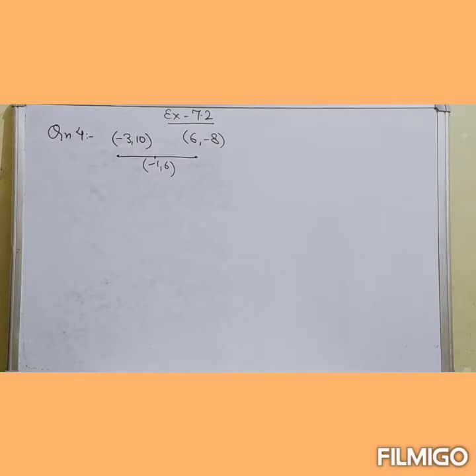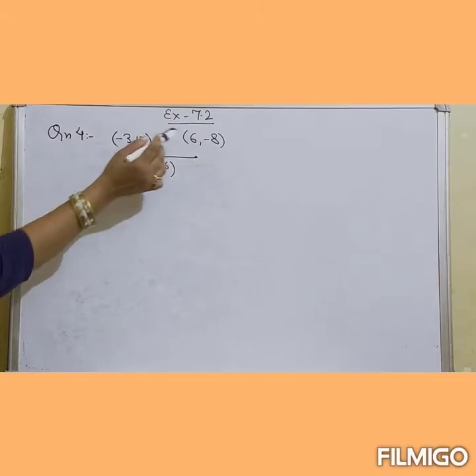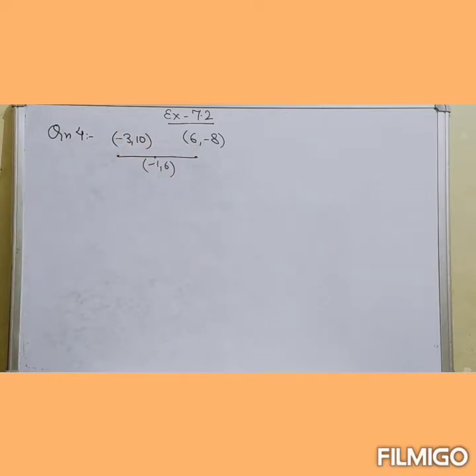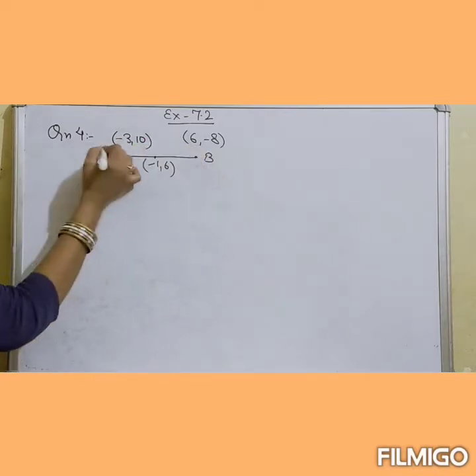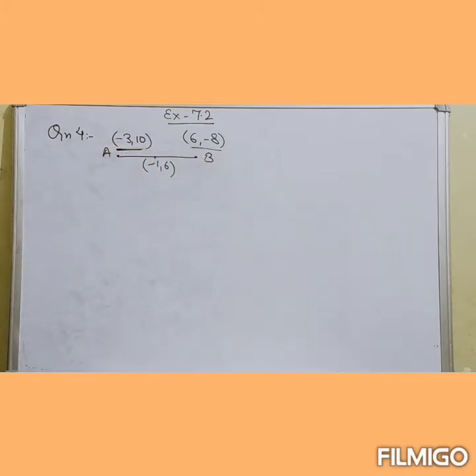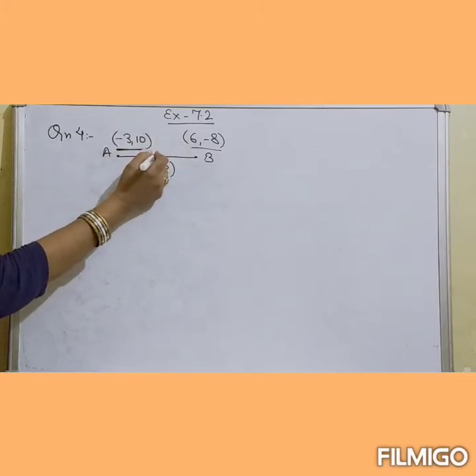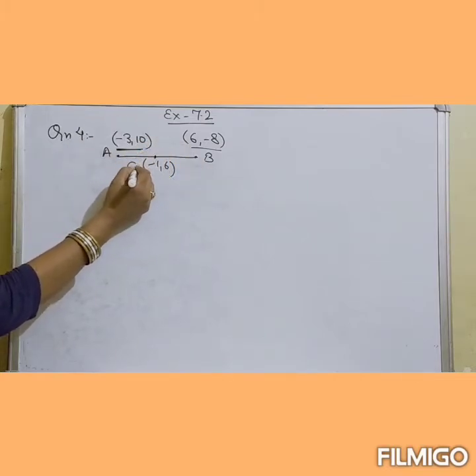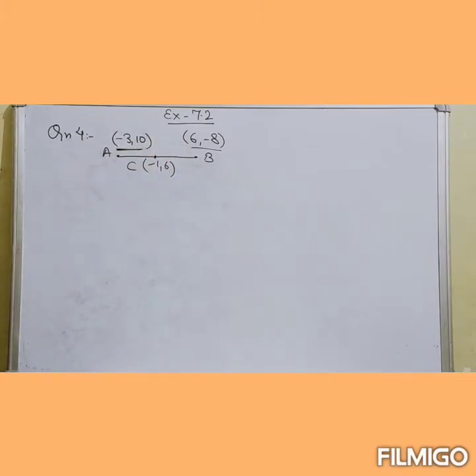So if you have read the question, you'll definitely see that 2 points are given here. Let us give the name to the points A and B. These are the coordinates of point A and these are the coordinates for point B. And if AB is divided by the point C, and C point is also given in the question, then we have to find out the ratio.